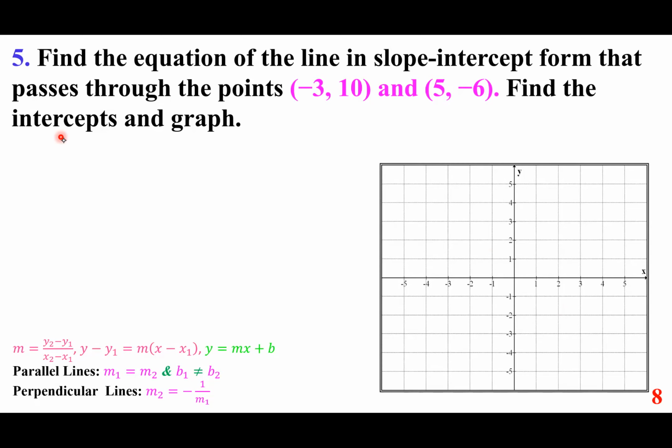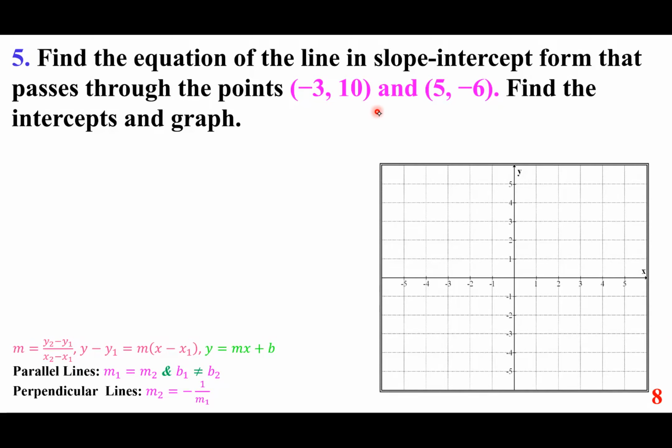So the first step is to find the slope. And I'm going to remind you of some of the formulas we had before. The slope, rise over run, y sub 2 minus y sub 1 over x sub 2 minus x sub 1. This is the formula we're going to use, and we're going to use it on those two pairs.